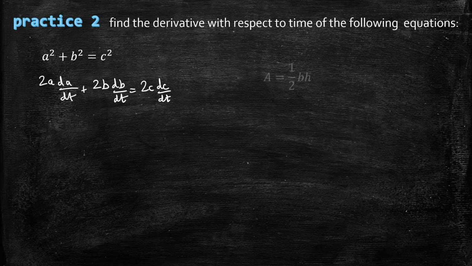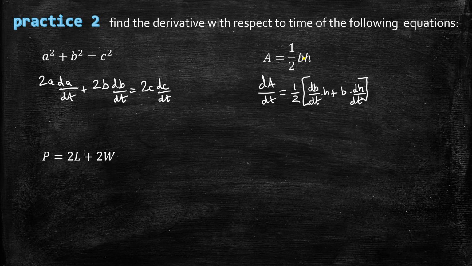Okay, so let's do the derivative with respect to time of the area of a triangle formula. dA by dt would be a half, and then I'm realizing that b times h are both dependent on time, we assume, so we're going to have to use the product rule. It will be dB by dt times h plus b times dh by dt.